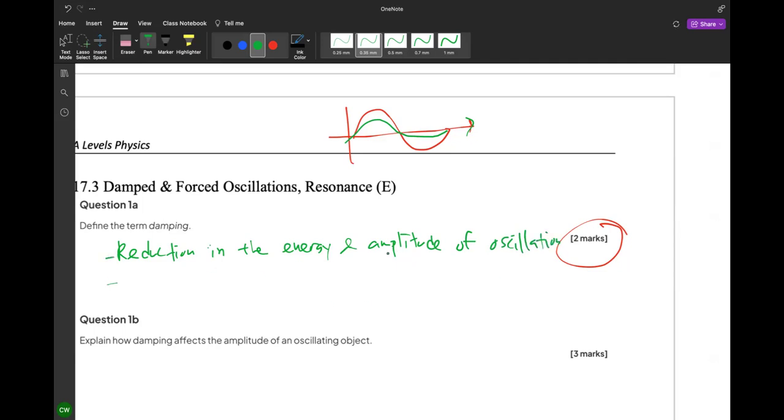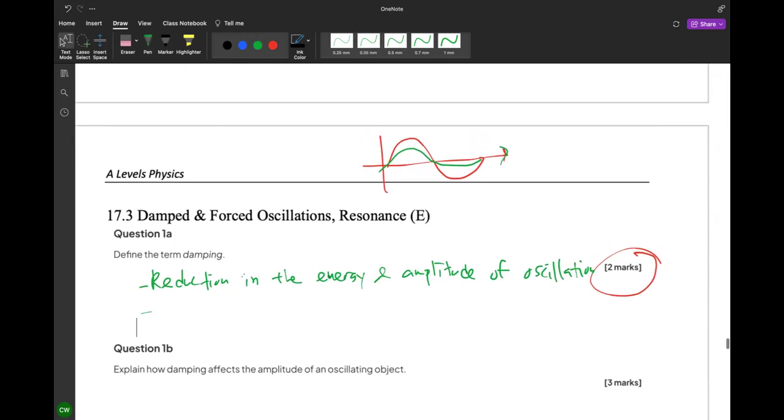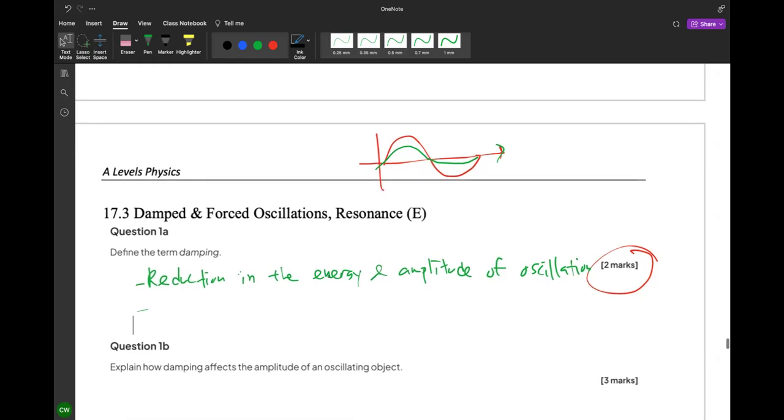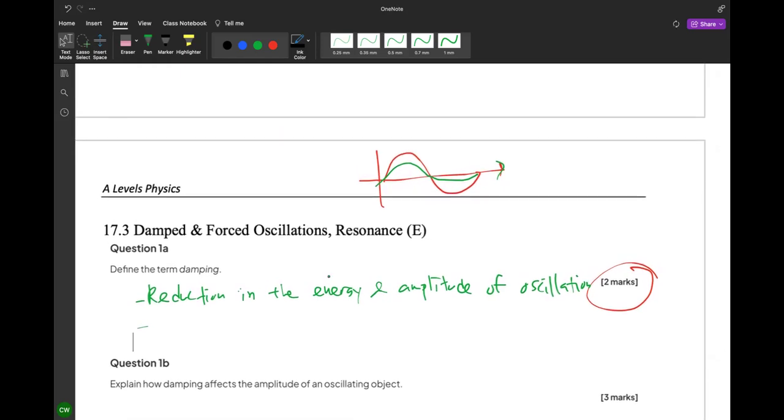Okay, what causes this? Anyone can tell me? What causes damping? Do you know what causes damping? Why does the energy decrease? Due to what? Yes, due to resistive force. Due to resistive force, acting on the oscillation.